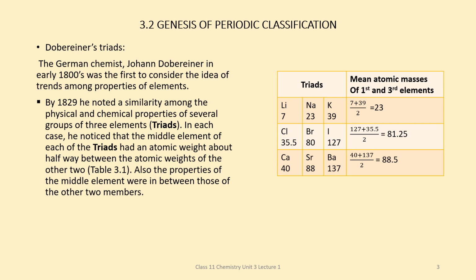Since Döbereiner's relationship, referred to as law of triads, seemed to work only for a few elements, it was dismissed as coincidence. The next reported attempt to classify elements was made by French geologist A.E.B. de Chancourtois in 1862. He arranged the then known elements in order of increasing atomic weights and made a cylindrical table of elements to display the periodic recurrence of properties. This also did not attract much attention.